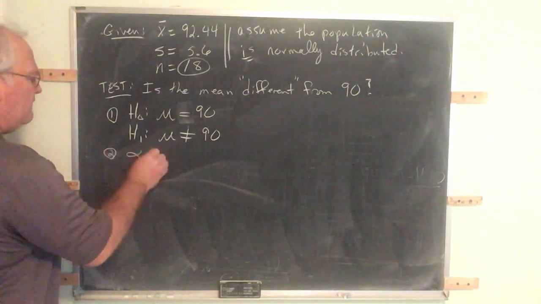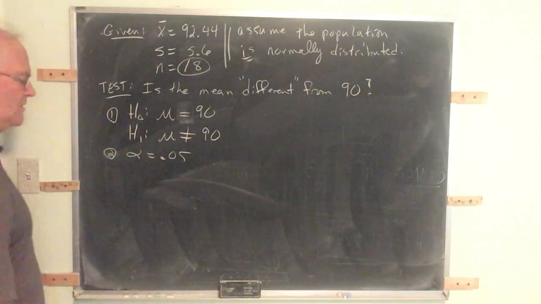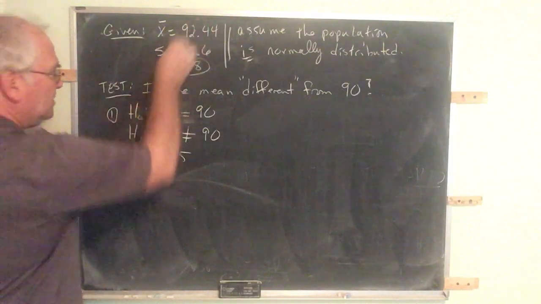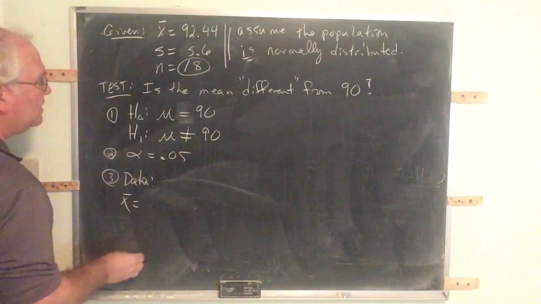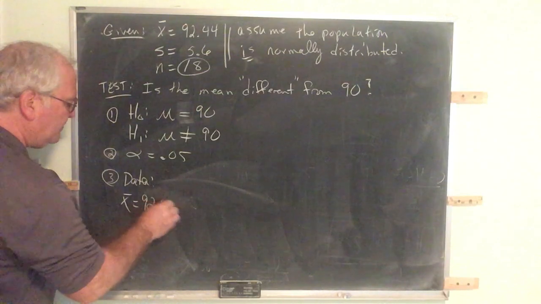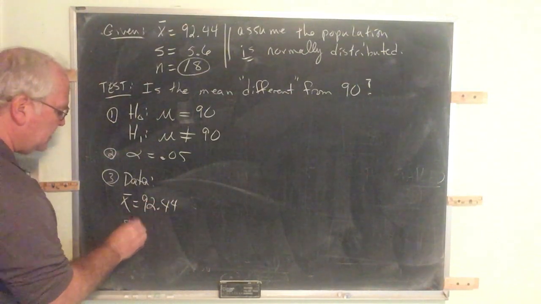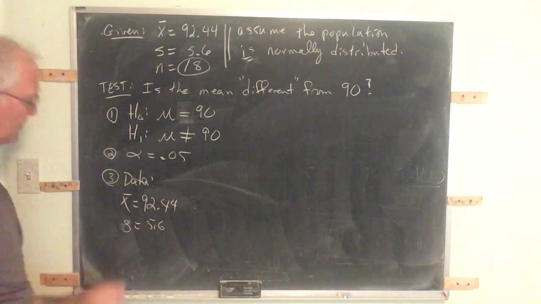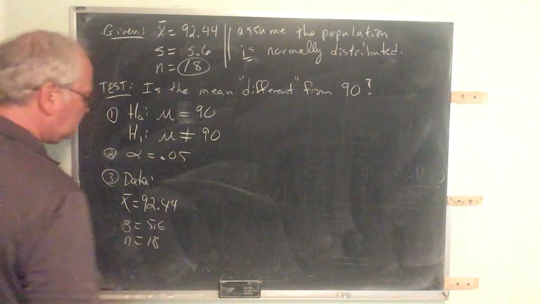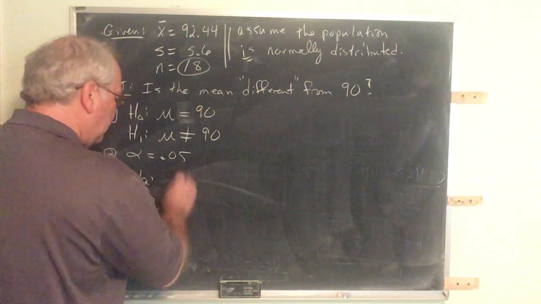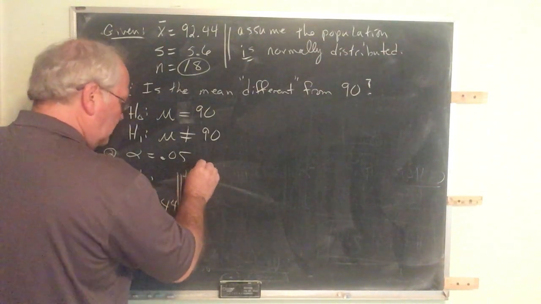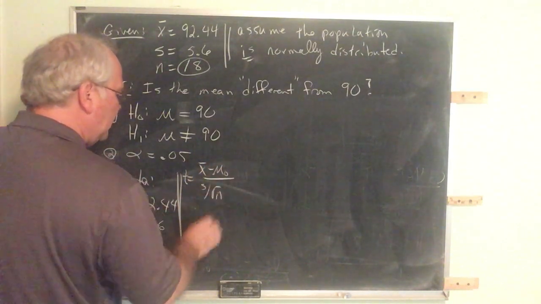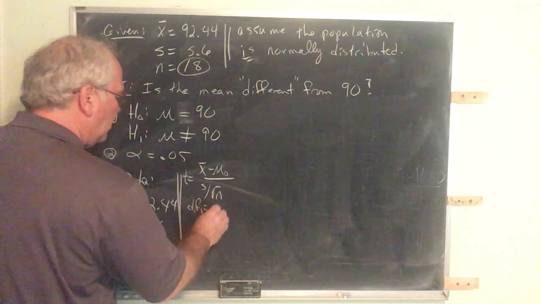Number two, there is no alpha given. We're going to use 0.05. That's our default setting. Number three, we have the data. We actually have it written here, but I'll just put it down here so we have it for consistency's sake. The sample standard deviation is 5.6, and n is 18. So our t-score is x bar minus mu sub 0 over s over square root of n. Degrees of freedom are n minus 1.